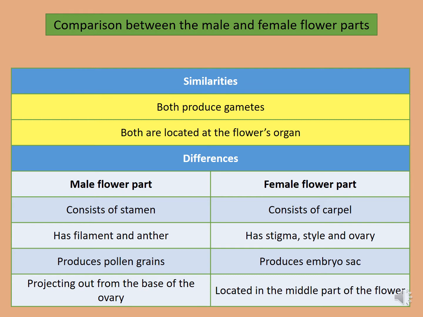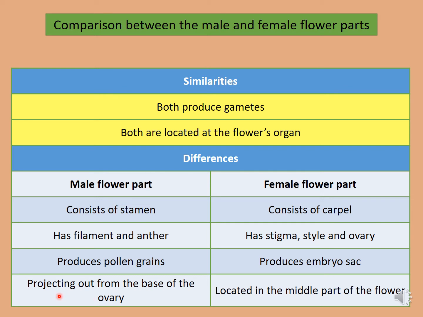Comparisons between the male and female flower parts. The similarity: both produce gametes, both are located at the flower organs. The differences: male flower parts consist of stamens, female consists of carpels. Males have filaments and anther, female has stigma, style, and ovary. Male flower parts produce pollen grains. Pollen grains are the male gametes. And then the female flower parts produce embryo sacs. This is the female gametes.